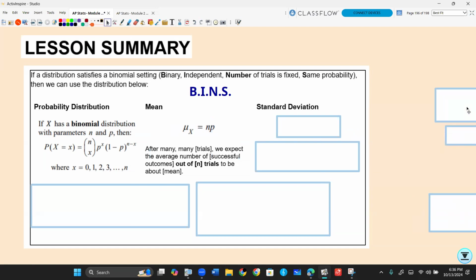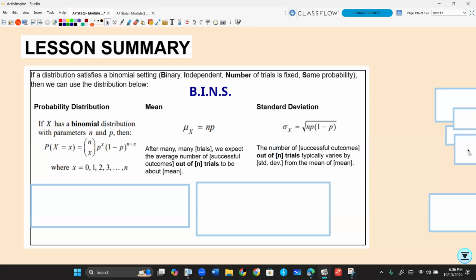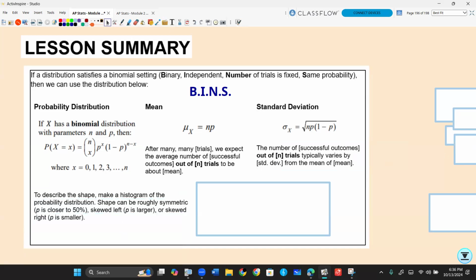We say after many, many trials, we expect the average number of successful outcomes to be about whatever this is. Always write it in context. Standard deviation is the square root of the number of trials times the probability times the complement of the probability. And you'd say the number of successful outcomes typically varies by about this many units from the mean in context. Again, describe the shape. We make a histogram of the probability distribution. It can be roughly symmetric. It can be skewed right. Just depends on where that percentage lies.